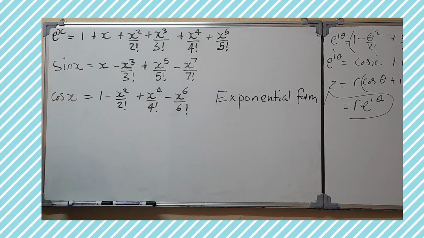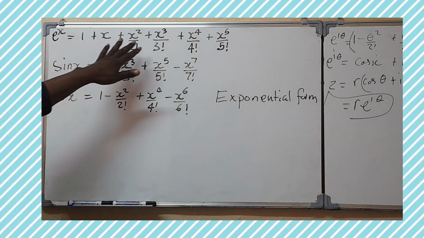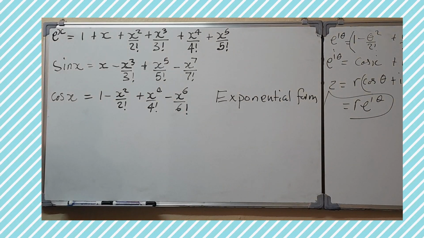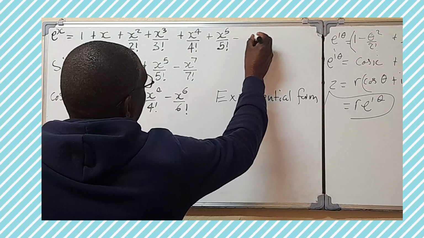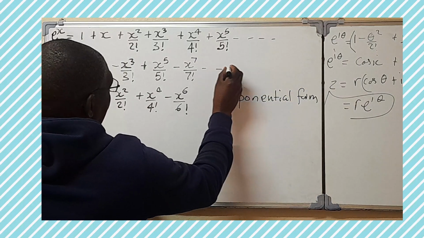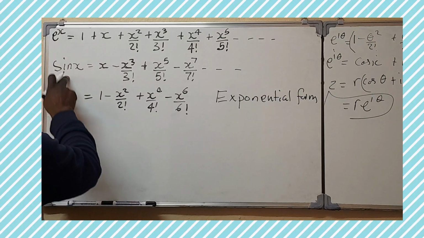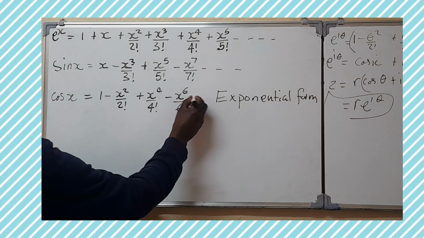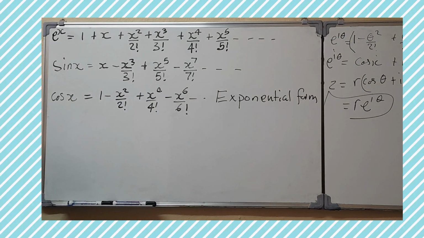Now on the board I do have 3 functions, e to the power x, sine of x, and cos of x. And I have on the right of each function its expansion using the Maclaurin's series. So there is sine of x, there is e to the power x, and there is your cos of x. All of them expanded using Maclaurin's series.